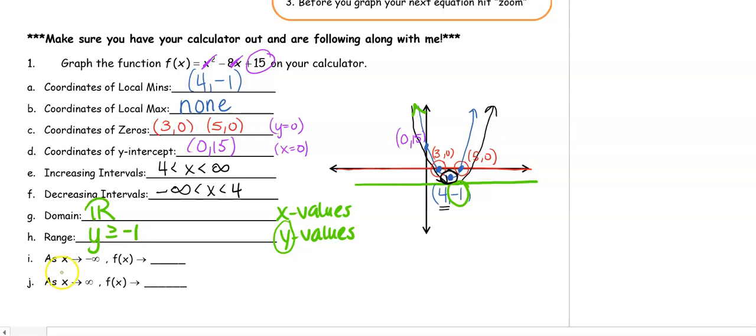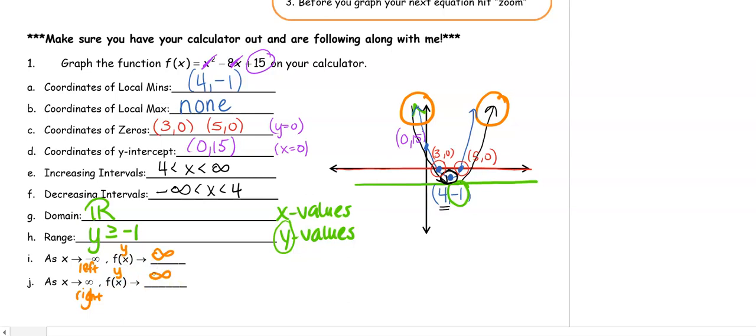And then the last part is going to be your end behavior. So this is saying as x goes to negative infinity, so as x goes to the left, what's happening to f of x, which is a fancy way for the y? My arrow is going up, so it's going to a positive infinity. As x goes to the right, what's happening to my y value is going up, so it's a positive infinity.